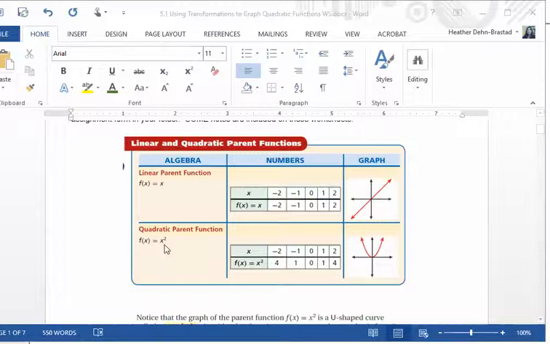A quadratic always has the variable squared. So you can either write y equals x squared in equation form. In function form, we just write f of x. The function of x is equal to x squared. That's the basic, most simple quadratic you can have.